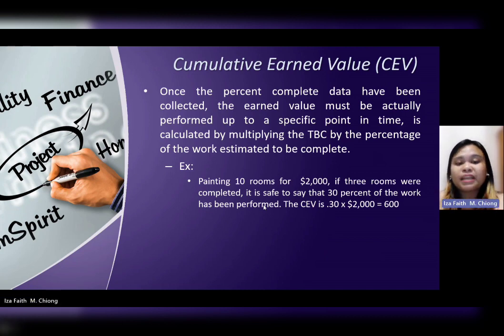So example, painting 10 rooms for 2,000 pesos. If 3 rooms were completed, it is safe to say that 30% of the work has been performed. So the CEV is 0.30 because 30%, then move the decimal places to make it a number. 0.30 times 2,000 equals 600. So the CEV can be used to assess the overall progress of the project, compare it to the project budget and schedule, and forecast the expected final cost and completion date.